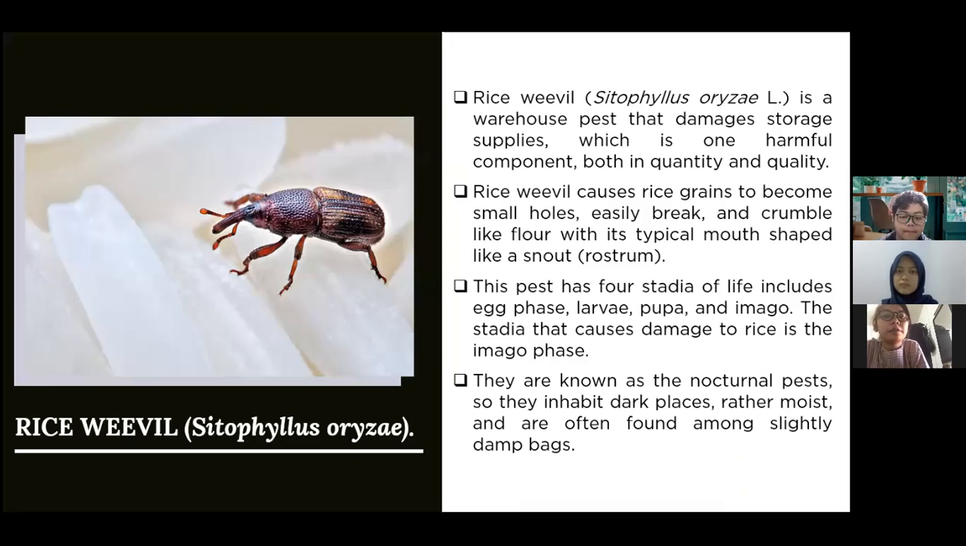Rice weevil is a warehouse pest that damages storage supplies, harming both quantity and quality. Rice weevils cause rice grains to develop small holes, break easily, and crumble like flour, with a typical mouth shaped like a snout. This pest has four stages of life, including egg, larva, pupa, and imago. The stage that causes damage to rice is the imago phase.